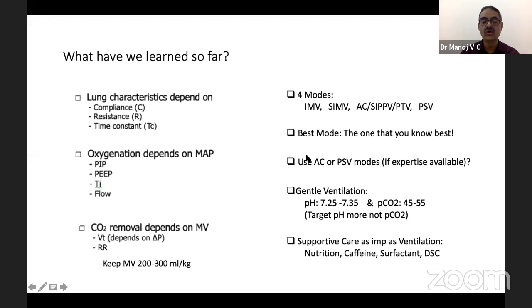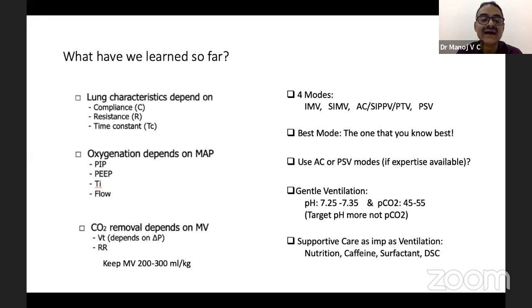Just to have an overview, we started by saying that all neonatal lungs are not equal. Lung characteristics decide on the respiratory support that the baby requires, and we talked a little bit about the compliance, resistance, time constant, and based on these we decide the ventilator settings, and we will define what is the problem that the baby is being ventilated for. Is it an oxygenation problem, or is it a ventilation problem? And oxygenation problem reasons can lie outside the lung as well.